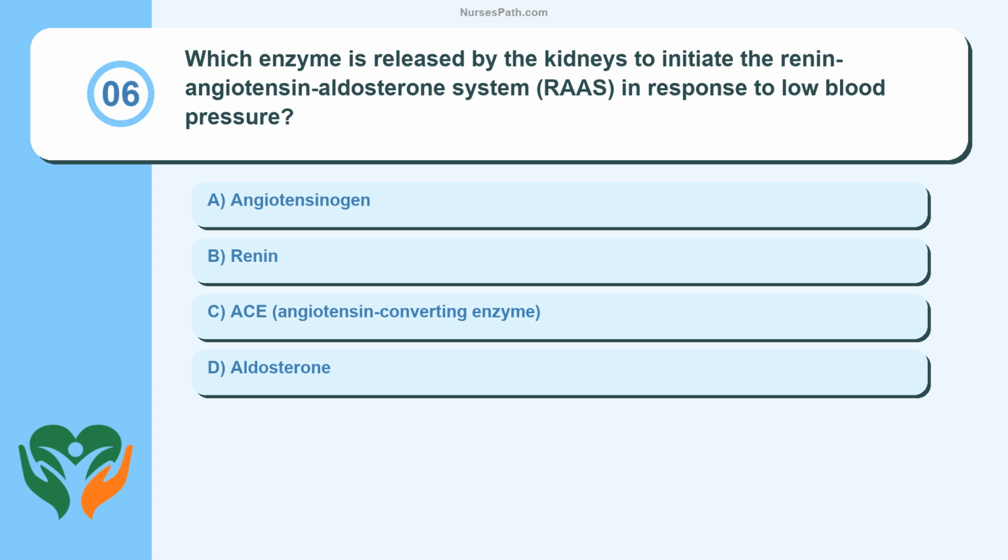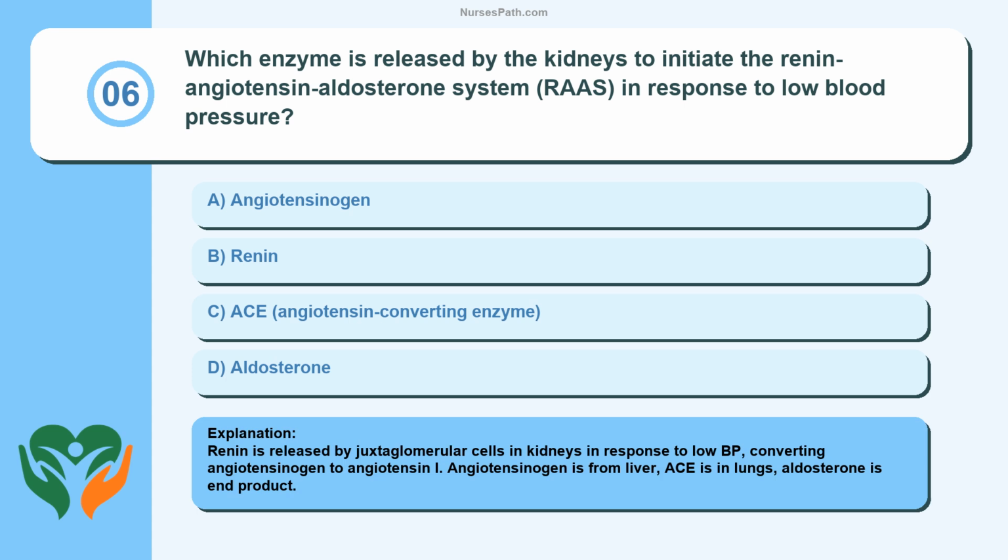Question 6. Which enzyme is released by the kidneys to initiate the renin-angiotensin-aldosterone system, RAAS, in response to low blood pressure? Angiotensinogen, renin, ACE (angiotensin converting enzyme), aldosterone. Renin is released by juxtaglomerular cells in the kidneys in response to low BP, converting angiotensinogen to angiotensin I. Angiotensinogen is from the liver, ACE is in the lungs, aldosterone is the end product.